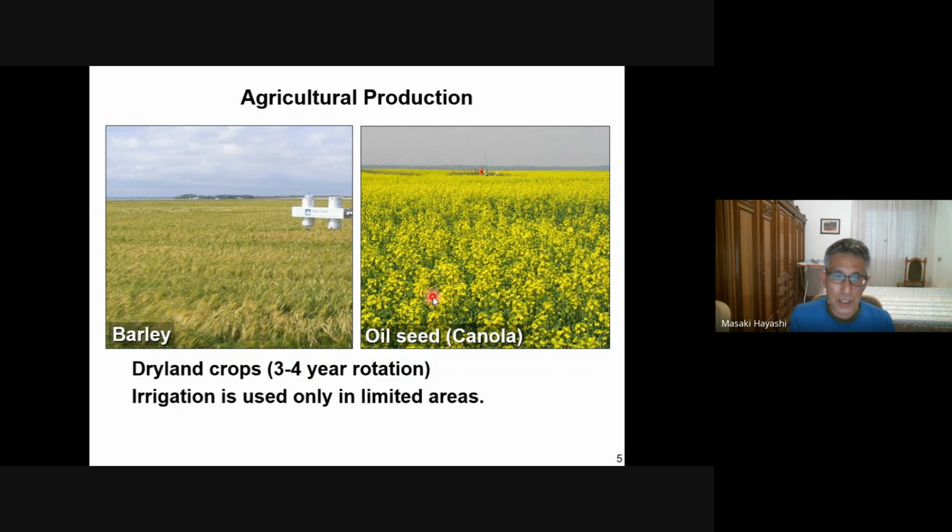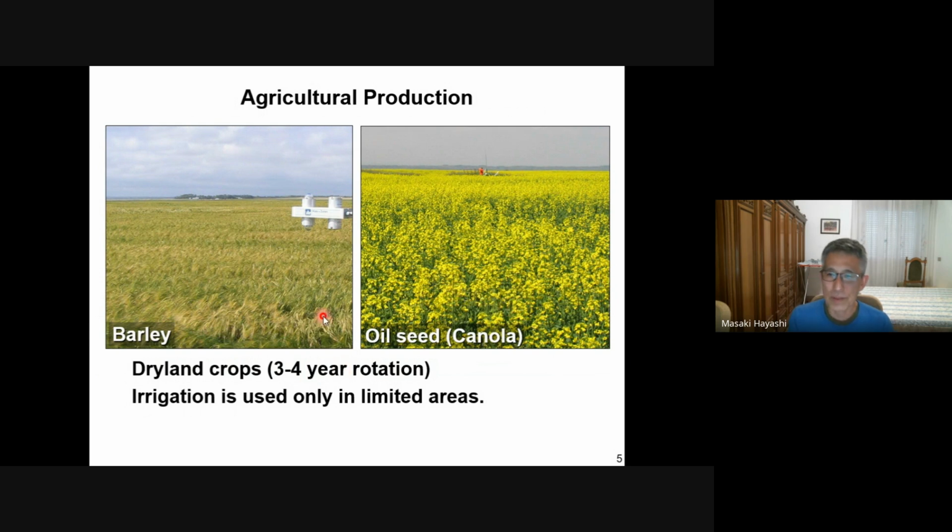So it's an agricultural region. That's a major industry in the northern prairies. Typical crops are barley or wheat, as well as an oilseed called canola. That's a Canadian invention, I suppose, several decades ago.